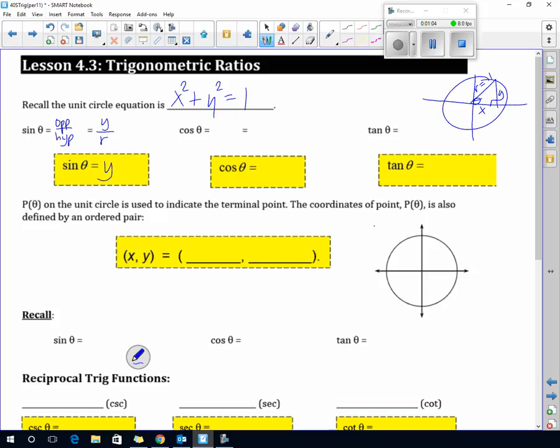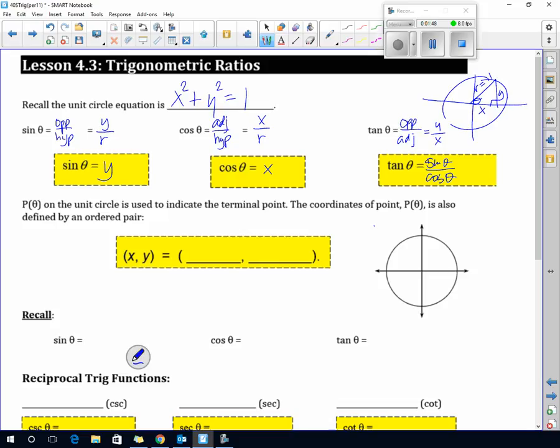Cos theta is adjacent over hypotenuse. So if I look at my reference triangle, it would be x over r. But because my radius is 1, it would be equal to my x. And tan theta would be y, sorry, I'll write it out as opposite over adjacent, or y over x. So that would be the same thing as, what's y? Sine theta over cosine theta. So from this day on, you need to know that identity.